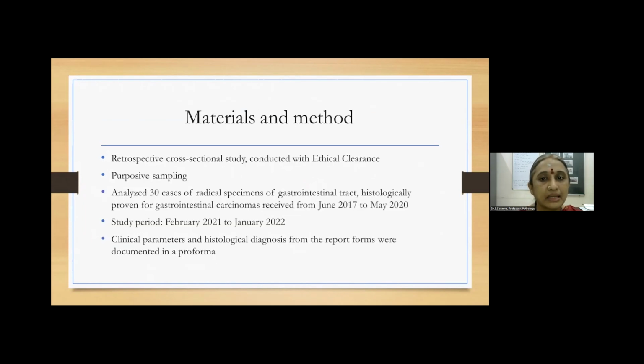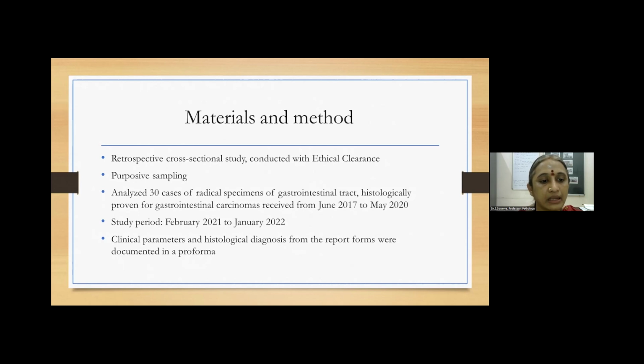The materials and methods used are, we have taken a retrospective cross-sectional study, and it was conducted with the clearance from Institutional Human Ethics Committee. The sampling was purposive. We have analyzed 30 cases of radical specimens of gastrointestinal tract, which were histopathologically proven for gastrointestinal carcinomas, received from a period from June 2017 to May 2020. The study period was from February 2021 to January 2022.